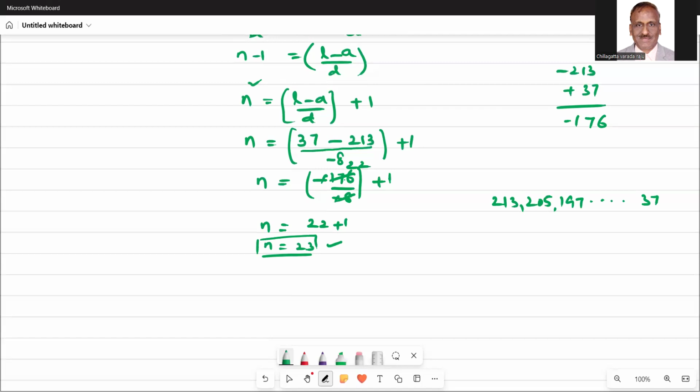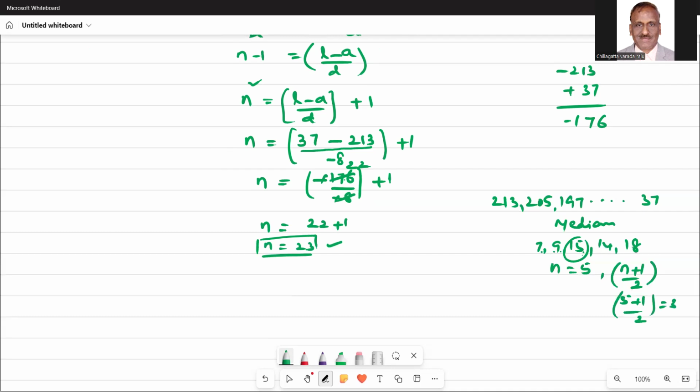Among these 23 terms, you have to find the middlemost observation. In class 9th, you learned this as the median. In statistics, suppose we have 7, 9, 15, 14 and 18, arranged in order. How to get the median? The middlemost observation is 15. Number of terms n is equal to 5, which is odd. So the middlemost observation is given by n plus 1 divided by 2. That is 5 plus 1 by 2, which is 6 by 2, the third term. The third term will give you the median.